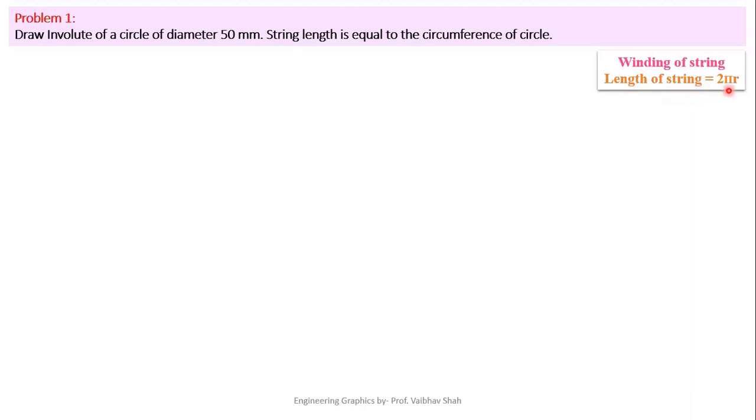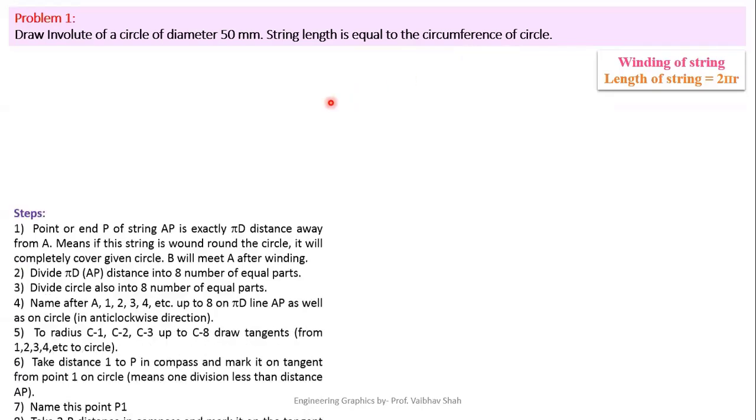So circumference of circle is nothing but 2 pi r, or you can say pi d. So here we have one circle and we have to draw an involute of a circle in which we have the string length exactly equal to the circumference of the circle. So now let us start with the procedure.